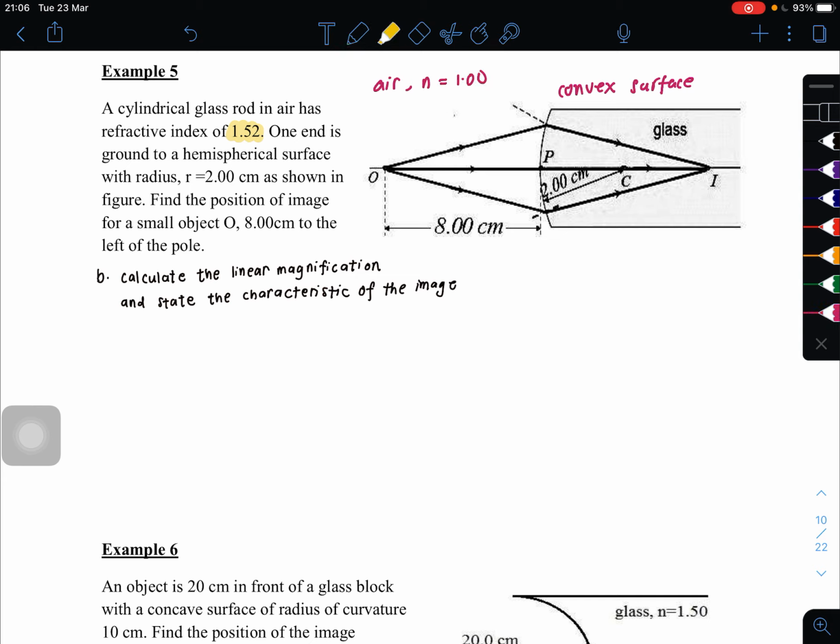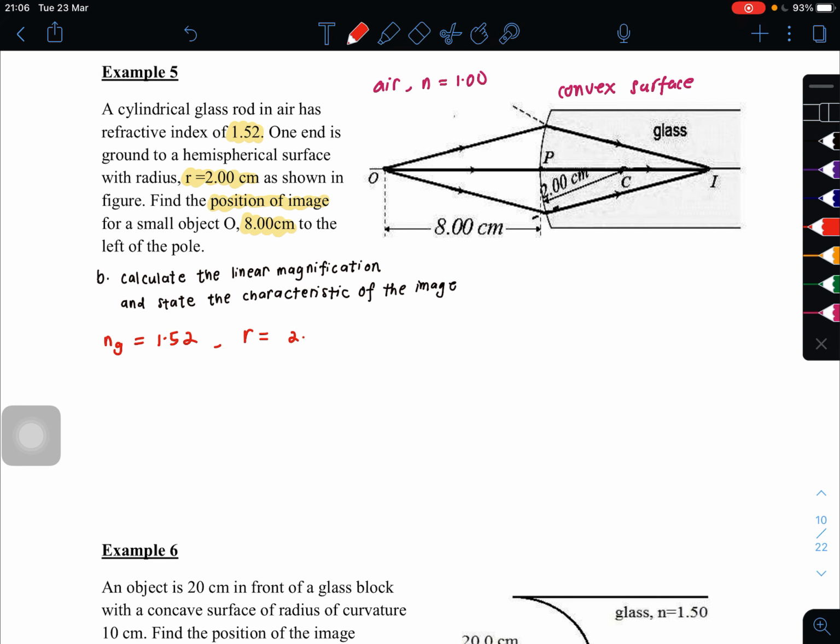Okay, so next one we have the radius which is 2 cm. And then 8 centimeter dekat sini adalah position of the object daripada the pole, this one. And then soalan minta adalah find the position of the image. Okay, so basically we have the refractive index n of the glass adalah 1.52. And then radius dekat sini we have 2 cm.